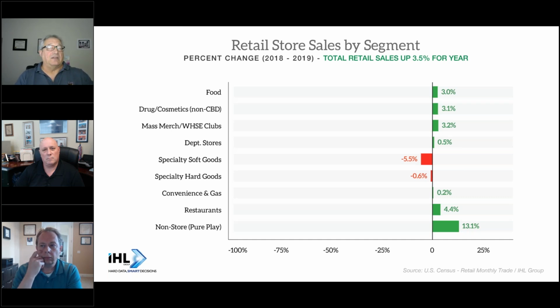So what you're seeing in terms of the retail segments, the food, drug, cosmetics, and mass merchants and so forth, they're up between 3 and 3.2%. The ones that were really hammered for this past year, for 2019, were especially soft goods. And remember, these guys were some of the ones that you had.